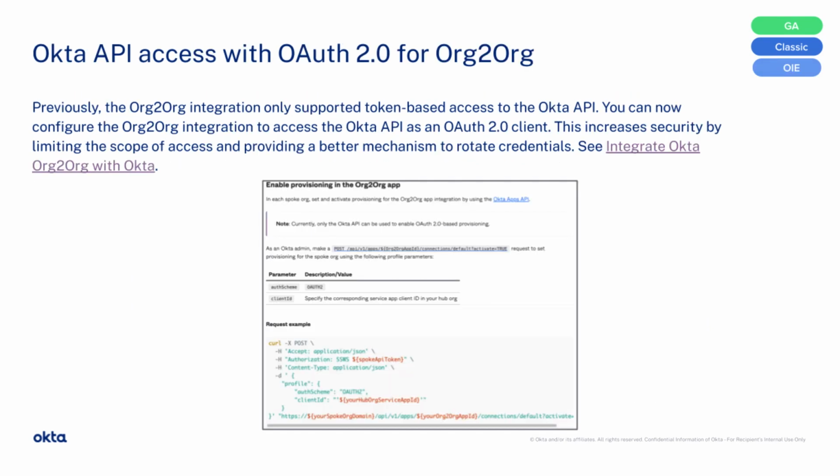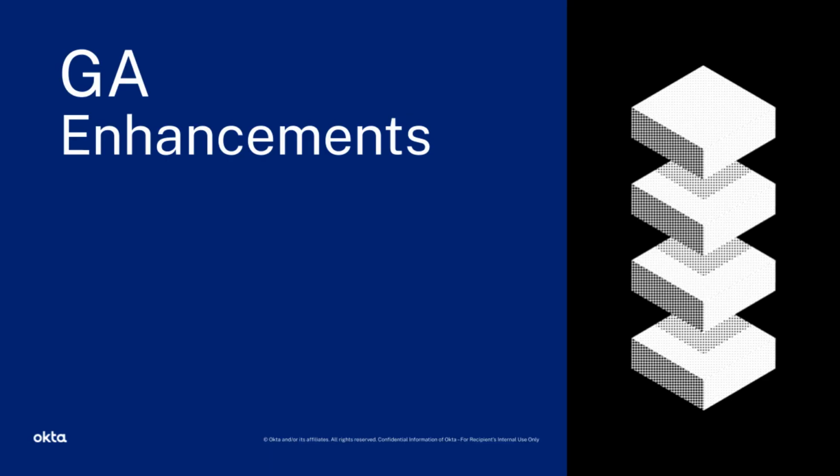In this release, you can now configure the connection between org to org with OAuth 2.0 by using the Okta API. This increases security by limiting the scope of access and providing a better mechanism to rotate credentials. See Integrate Okta org to org with Okta. Moving on to GA enhancements.